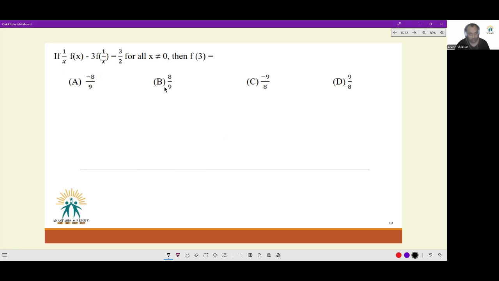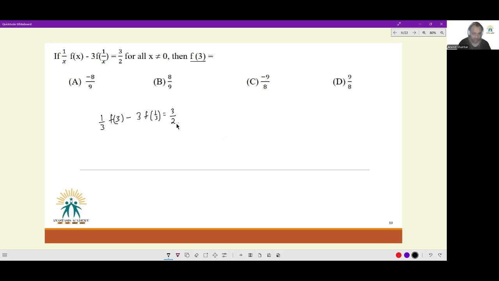This one now. 1 by x of f(x) minus 3 times f of 1 by x is equal to 3 by 2 for all x not equal to 0. Then f(3) is equal to? Utilizing something we learned earlier, let x be equal to 3. So we have 1 by 3 f(3) minus 3 times f of 1 by 3 is equal to 3 by 2. Now the challenge is we want to figure out the value of f(3), but we also have to figure out the value of f of 1 by 3.